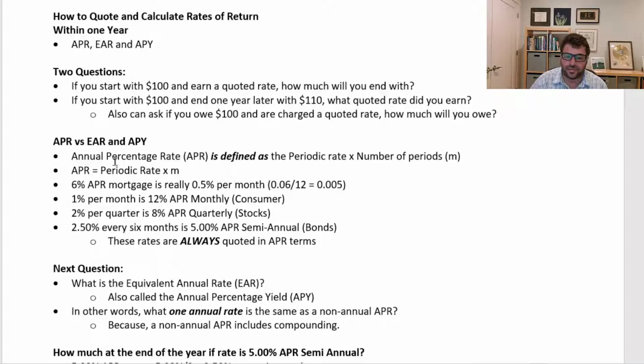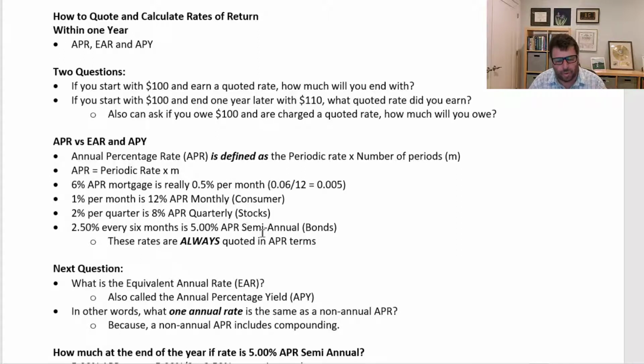So the annual percentage rate is defined as the periodic rate times the number of periods, and we'll use a little m. And so if you're quoted a 6% APR on a mortgage, it's not 6% a year, it's really 0.5% every single month. And 1% per month is a 12% APR monthly rate. And this would be how a credit card would be quoted, for example. So if they tell you it's an 18% credit card, they don't mean 18% per year, they mean 1.5% every month. So 2% per quarter is going to be 8% APR quarterly, and 2.5% every 6 months is 5%.